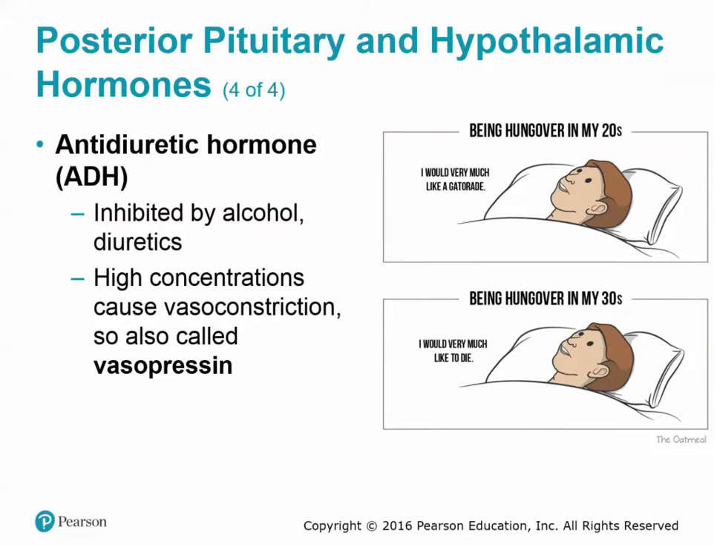High concentrations of ADH can also cause vasoconstriction, so sometimes it's referred to as vasopressin. Vasoconstriction is where we constrict the blood vessels to increase blood pressure.